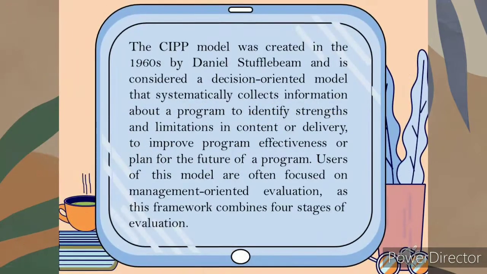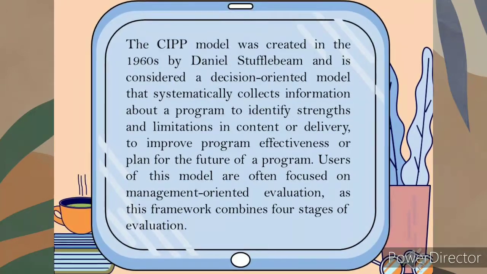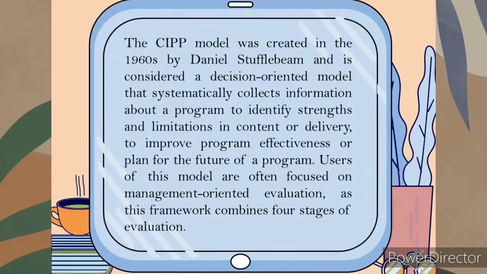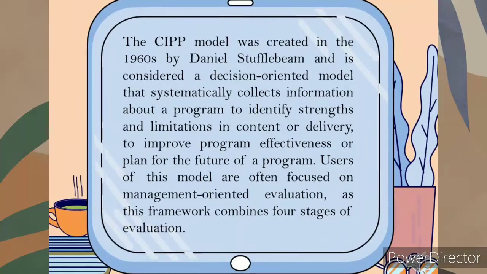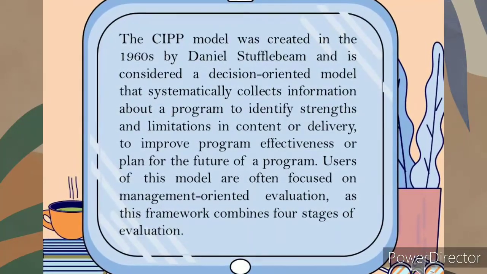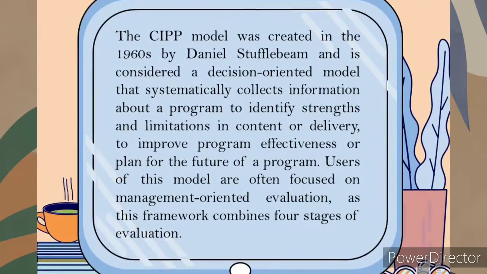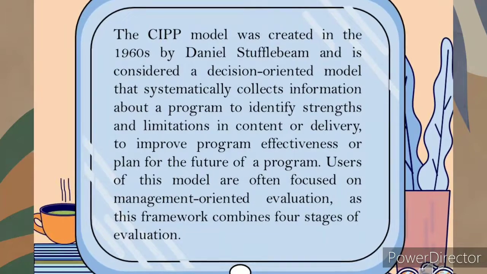alternatives. The CIPP model was created in the 1960s by Daniel Stufflebeam and is considered a decision-oriented model that systematically collects information about a program to identify strengths and limitations in content or delivery, to improve program effectiveness or plan the future of a program.